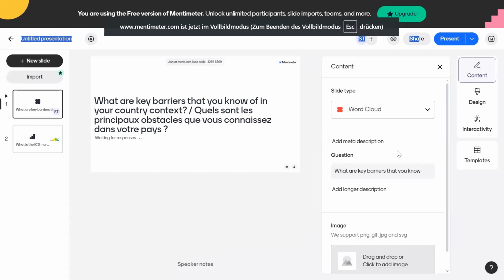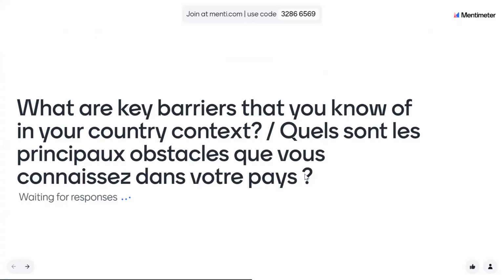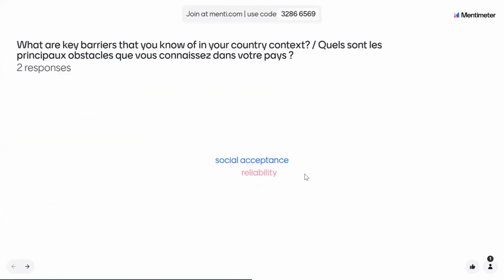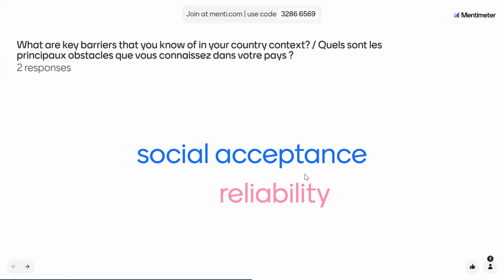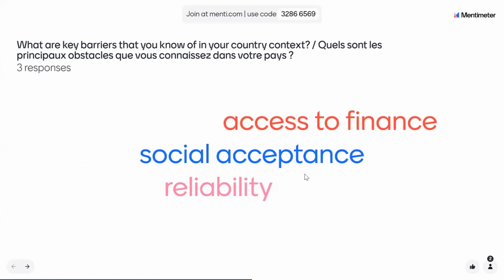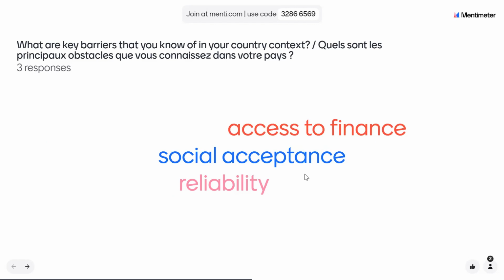One second. Now it's working. So please all join the Mentimeter. Let me know. What we want to ask as the key question is: if you look at your country context, what are the key barriers for clean cooking? We already have two answers, which I think are very important. Social acceptance, reliability, access to finance is always a big problem. Feel free to also post further questions or points, and feel free to post them in French. What are the key barriers in your country context for access to clean cooking?